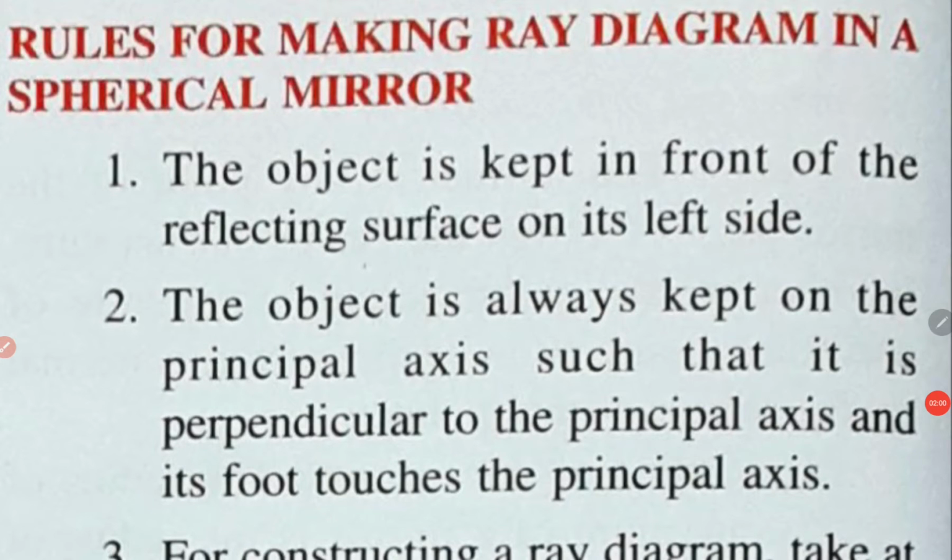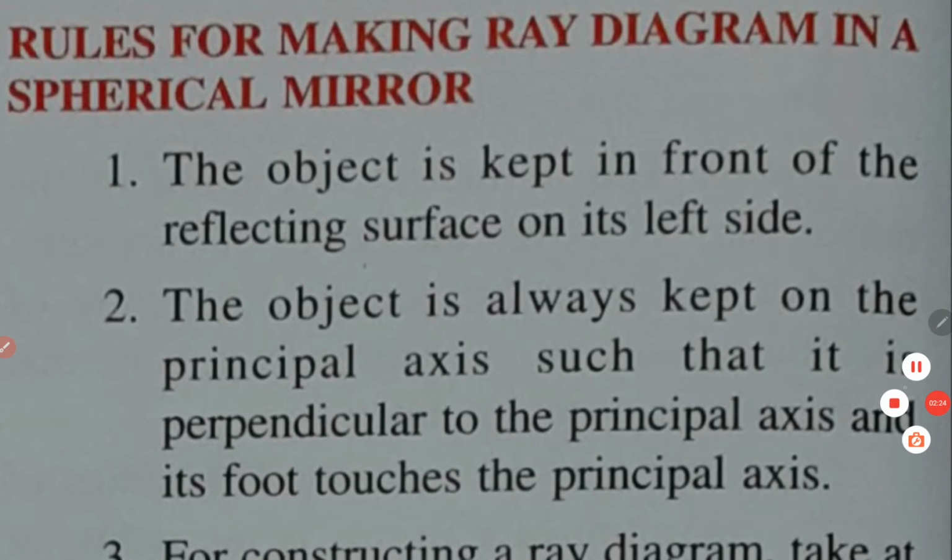Rule number 2, the object is always kept on the principal axis such that it is perpendicular to the principal axis and its foot touches the principal axis. Like the diagram which I had drawn before, as you saw, the arrow was facing upwards and the arrow was always placed on the principal axis. Okay, let us do it again.